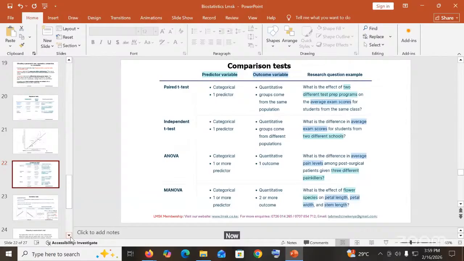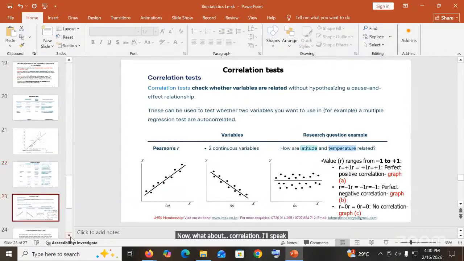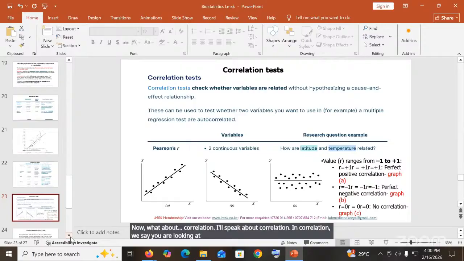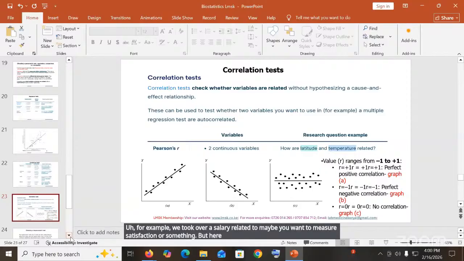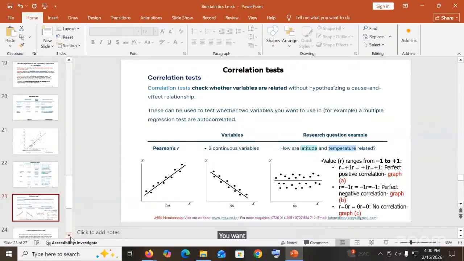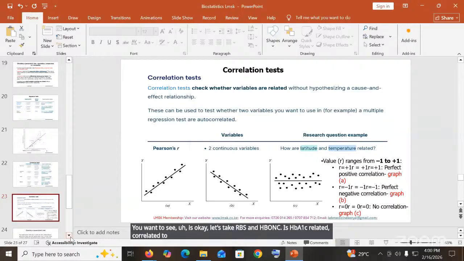Now, what about correlation? In correlation, you are looking at the relationship without minding the prediction. You're not worried about the cause-effect relationship. You just want to know, for example, whether salary is related to satisfaction. Here we will be talking about continuous variables, like two continuous variables. Let's take RBS and HbA1c: is HbA1c correlated to RBS, random blood sugar?